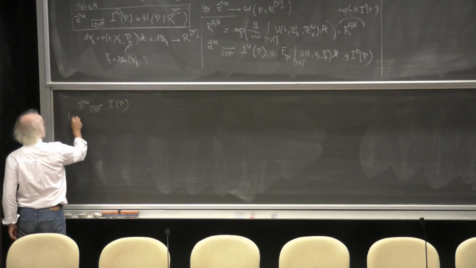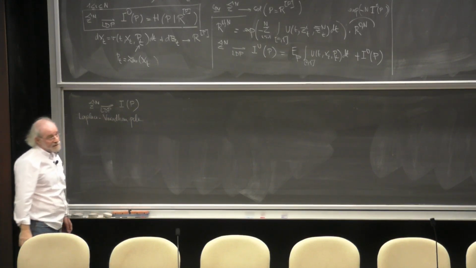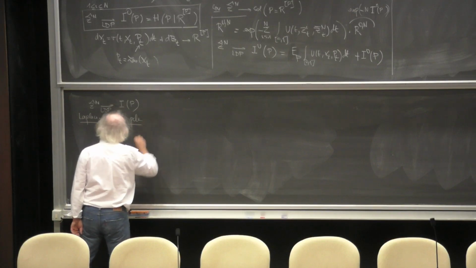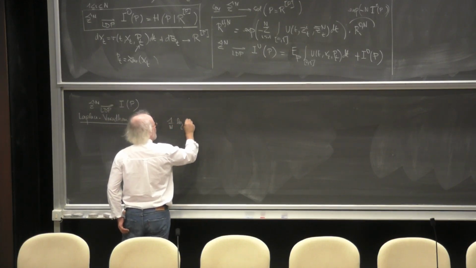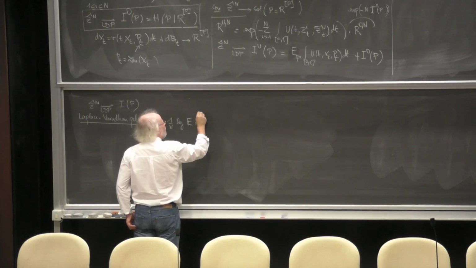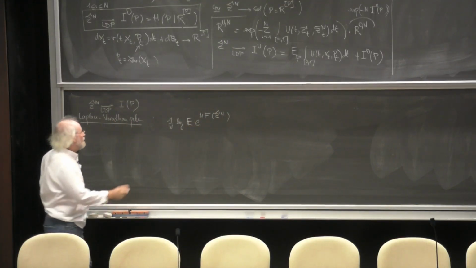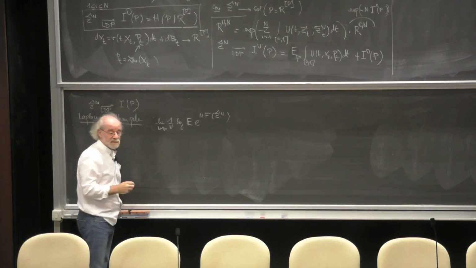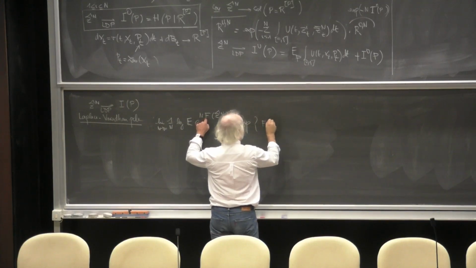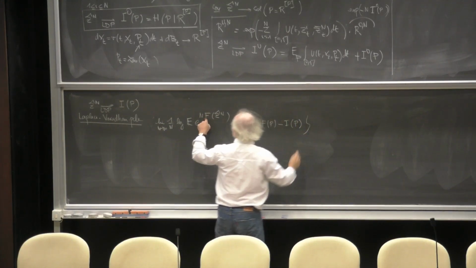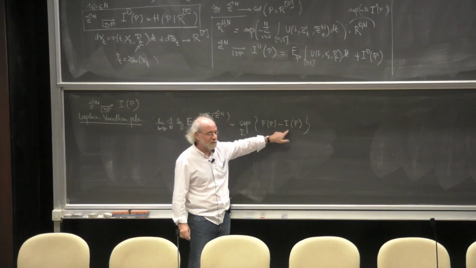Then the Laplace-Varadhan principle, from a 1964 paper by Varadhan, states that 1 over n logarithm of the expectation of exponential of n times f of Z_n, for a function f, has a limit as n tends to infinity, and it is equal to the sup over all p of f(p) minus I(p). Again, you think of the law of Z_n as essentially exponential of minus n I(p), and it works.